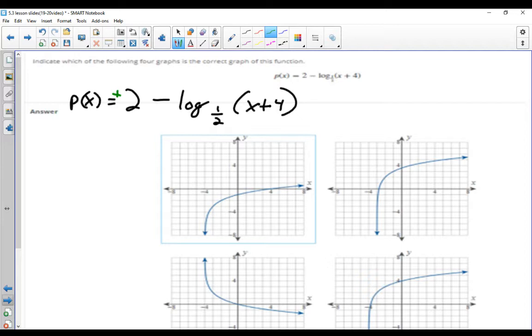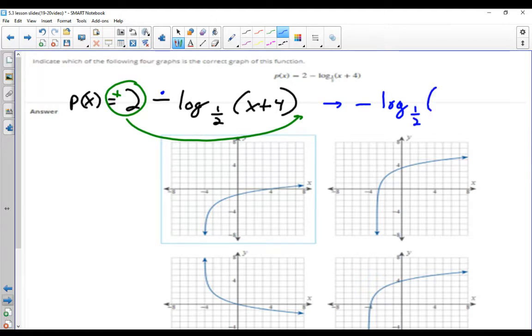So why don't we take this positive 2, move it to the back? So then this equation would be, I'm going to write over here, negative log, because remember we didn't move this negative, or that minus sign, so it stays in the front of the log. So negative log base 1/2 of (x + 4), and then that's positive 2 or plus 2 on the outside. So in other words, this is the function we're going to try and graph.